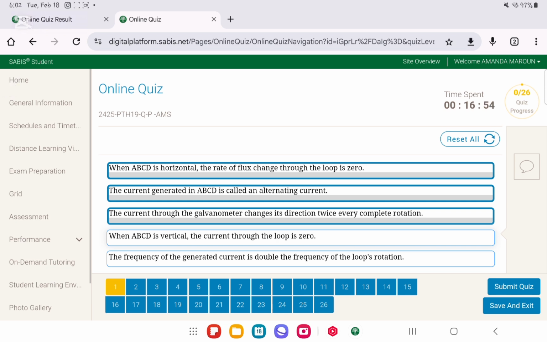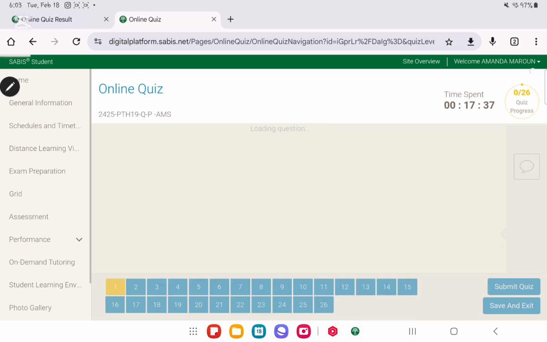And now finally, the frequency of the generated current is double the frequency of the loop's rotation. This is actually the opposite. Instead, it should be the frequency of the loop's rotation is double the frequency of the generated current. So remember, frequency of the generated current is half the frequency of the loop's rotation, or the frequency of the loop's rotation is double the frequency of the generated current. From where did we get this? From this. The current will change its direction twice every complete rotation. So just rephrase it. For every complete rotation, you will change the direction of the current twice. So you will generate the current 2 times.